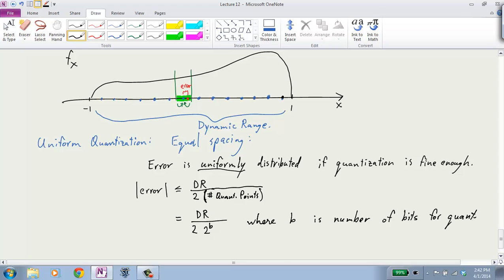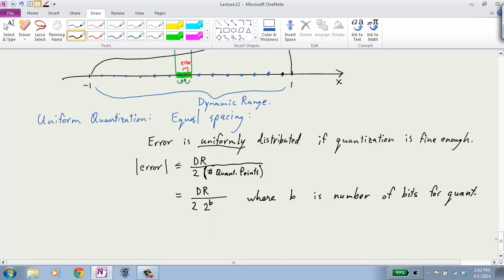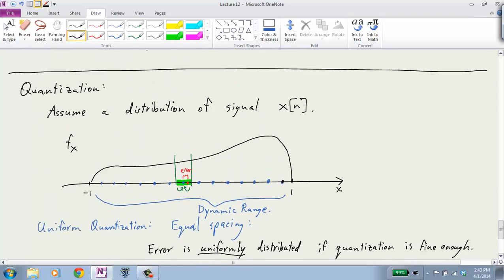Okay. So what we can do now is calculate the power of this noise with this assumption that the error is uniform over this range. We have a bound on the error, and we also know that it's uniformly distributed. Therefore, this is the noise power of quantization noise. What we want now is to use our formula for the uniform distribution. We want to take the variance. So now here's our formula.